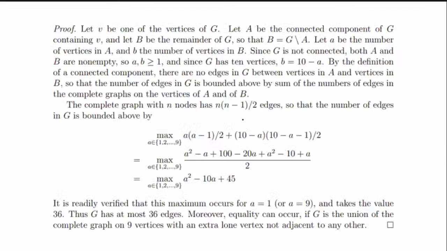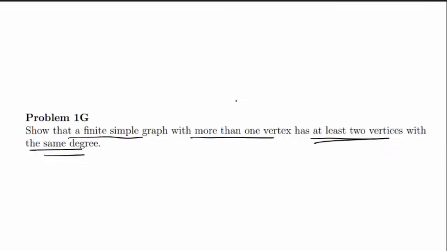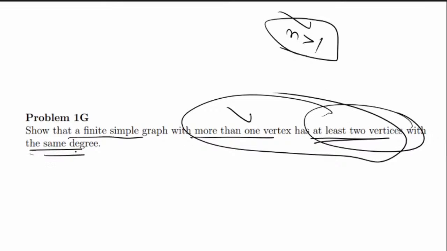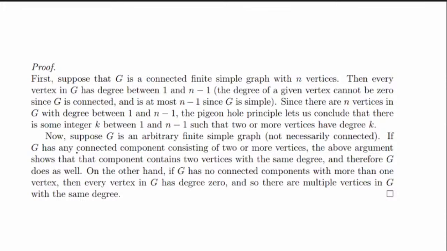So this is how you can prove that if you have a simple graph, the number of vertices must be greater than one. Of course, at least two vertices must be there in your graph. Then you can guarantee that at least two vertices will have the same degree. So this is the proof. You can just go through this proof. I have proven it, and the same idea is discussed in this proof also.